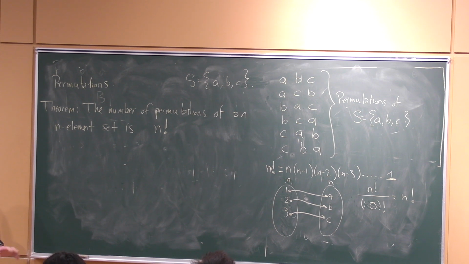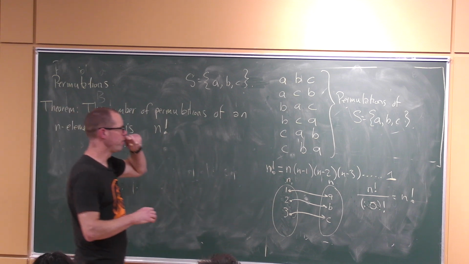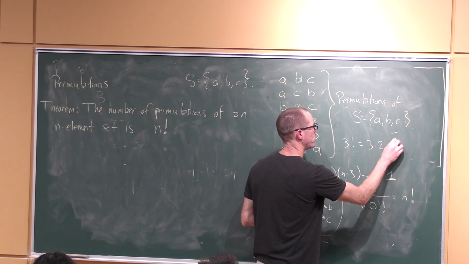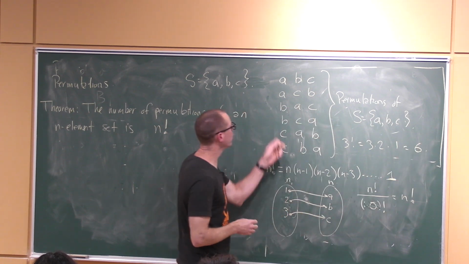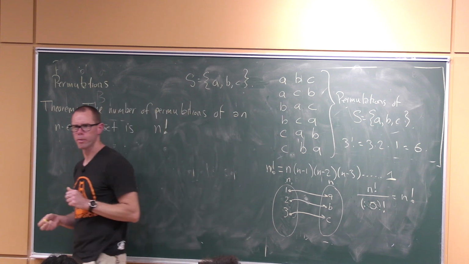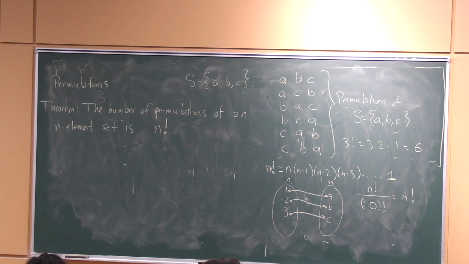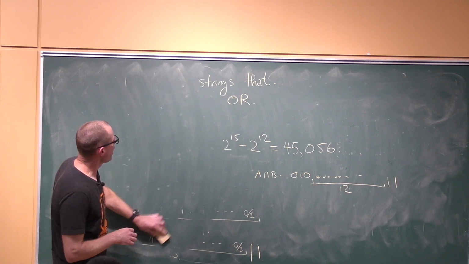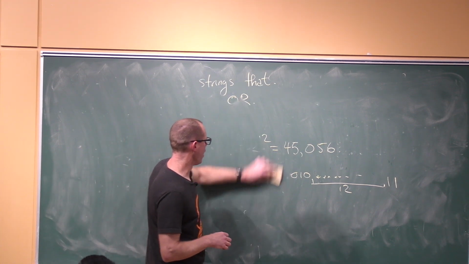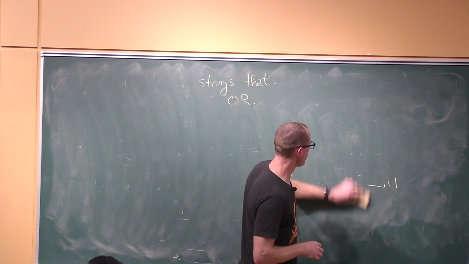So that's clear, easy. Let's check here. 3 factorial is 3 times 2 times 1, which is 6. And there are 1, 2, 3, 4, 5, 6 permutations. Good. It's always good to check on an example. If I want to take a set and impose an order on it, then the number of ways to do that is the size of the set factorial.